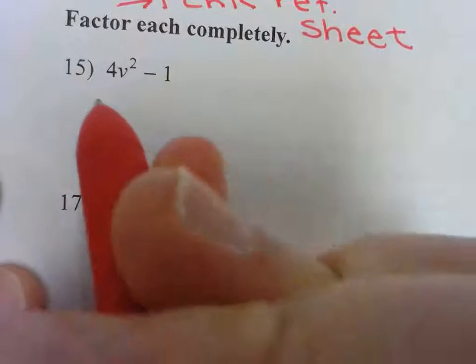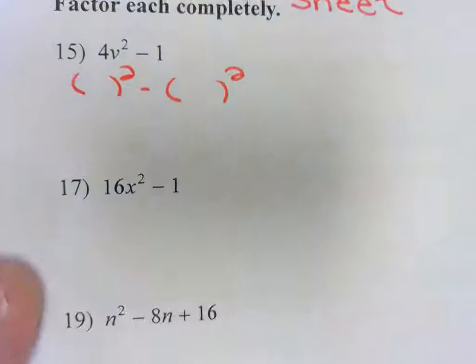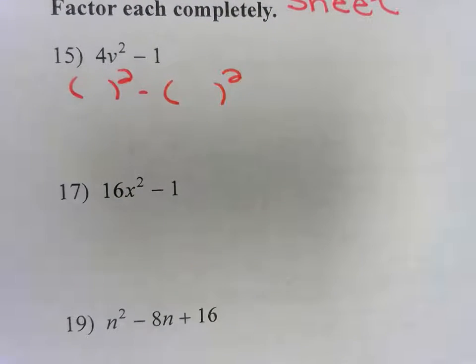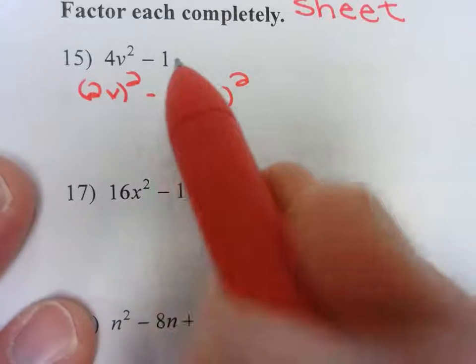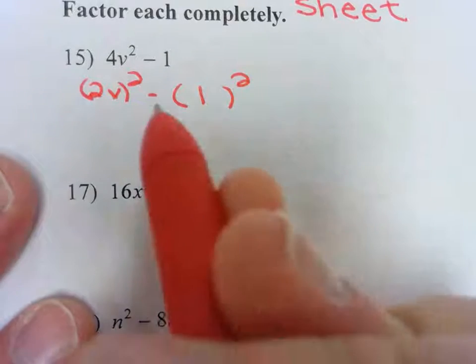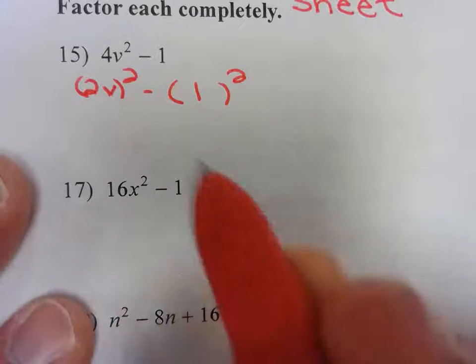Are these perfect squares? Now that means, can I write both of them as perfect squares? So what squared will give me 4b squared? 2b. What squared will give me 1? 1. You don't have to worry about the negative because it's already in the middle. This is not factored. Factoring is writing it as multiplication. So how do I write my final factored form?